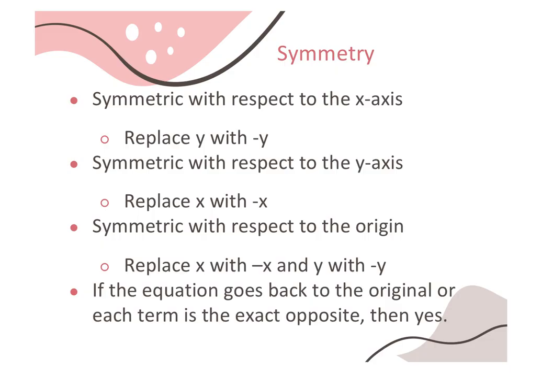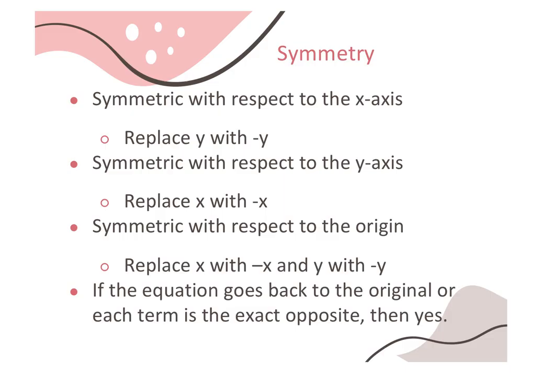And we talked about symmetry. If we want to find out if something is symmetric with respect to the x-axis, we plug in a negative y. Y-axis, we plug in a negative x. Origin, we do both, and we see if it goes back to the original or if every term changes. It says graph the following equation and then include symmetry.